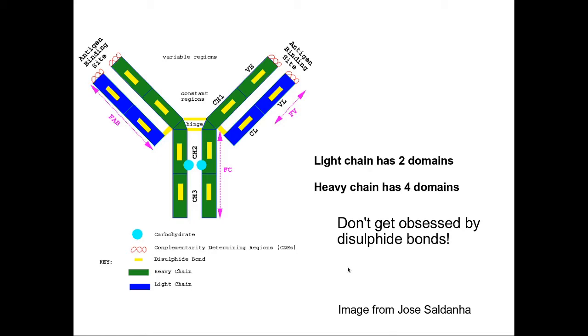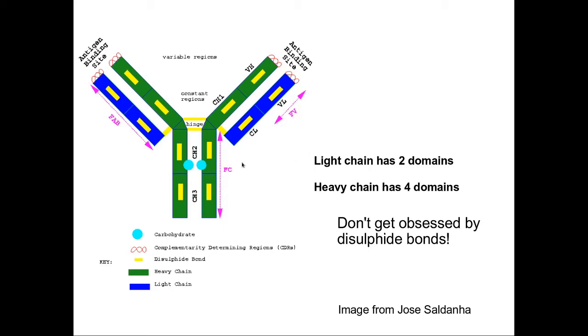Now, this is just a cartoon version of the same thing, and here I've labelled these various different protein domains that you saw in the last slide. So the variable ones are labelled as VL and VH, variable light and variable heavy, and those together are known as the FV, the fragment variable, or more commonly the variable fragment.